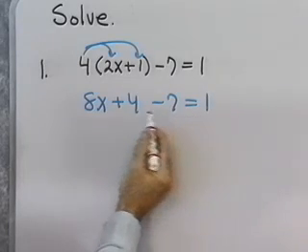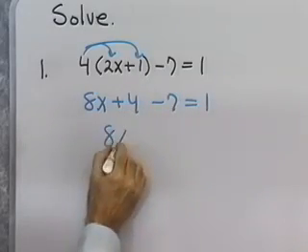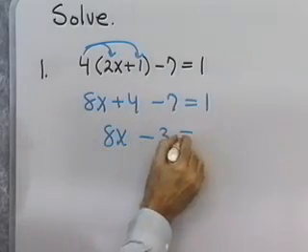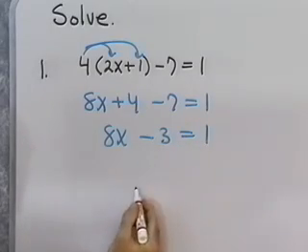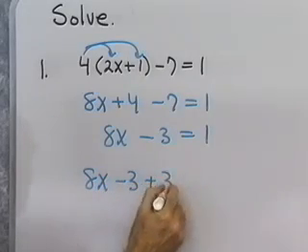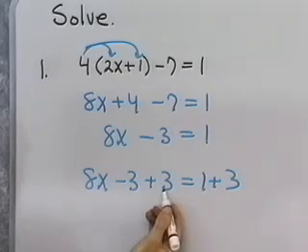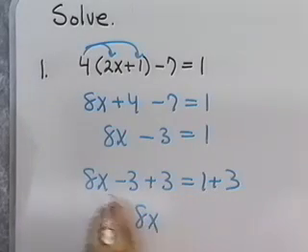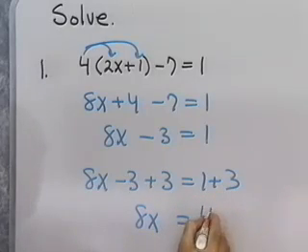Step 1 also says combine similar terms on each side of the equation. I can add these two, so I have 8x minus 3 is equal to 1. Next, I'm going to add positive 3 to both sides of the equation, so I have 8x minus 3 plus 3 is equal to 1 plus 3. Addition property of equality. 8x plus 0 is 8x. 1 plus 3 is 4.